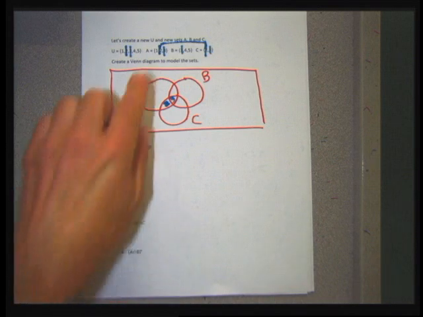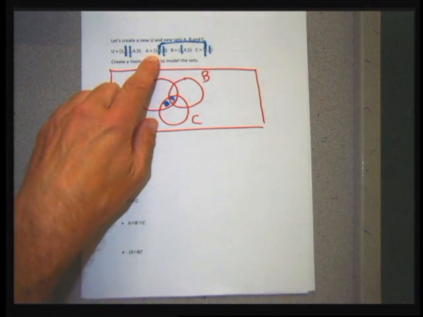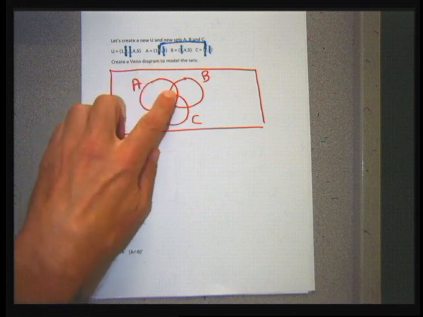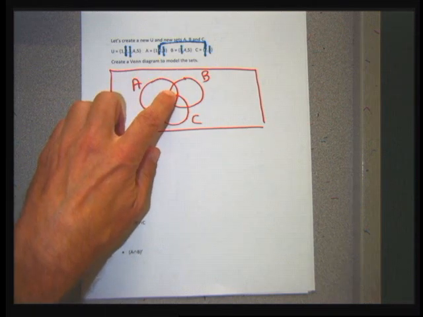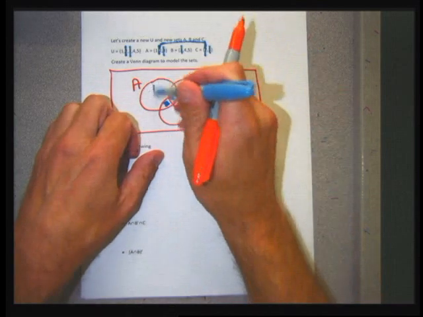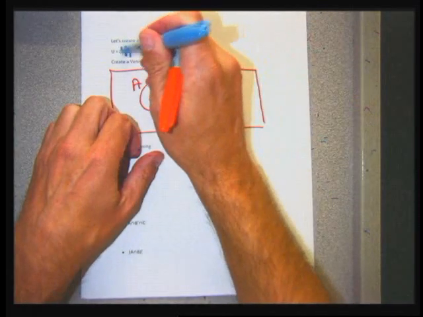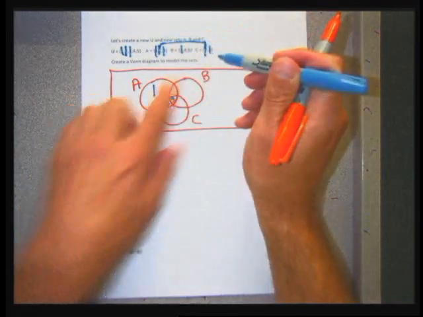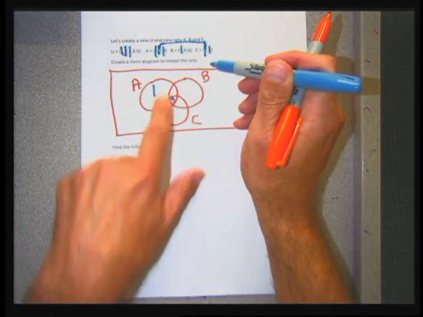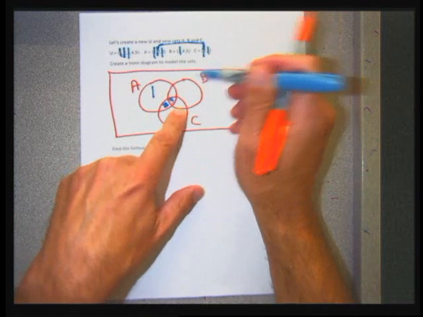The number 1 for the A needs to be in the A circle, but it can't be in that region right there. That region of the A circle is part of the B circle. It needs to kind of be free off in the A circle. And the numbers 4 and 5 need to be inside the B circle, but they can't be in any of the overlapping regions because they're not in other sets.